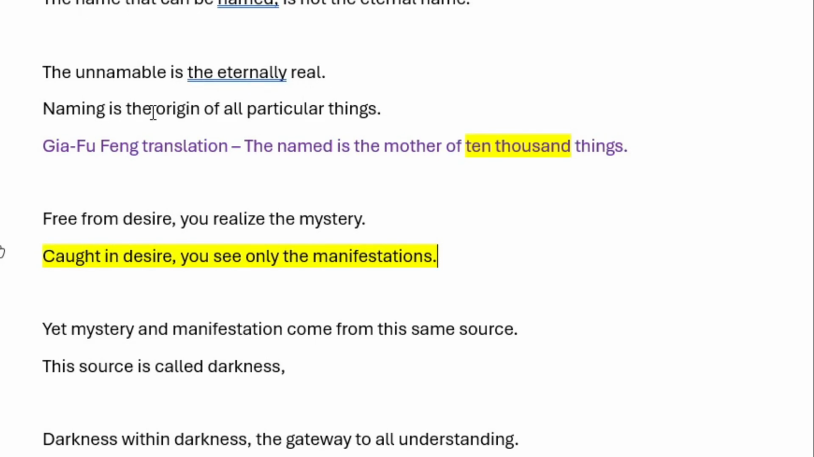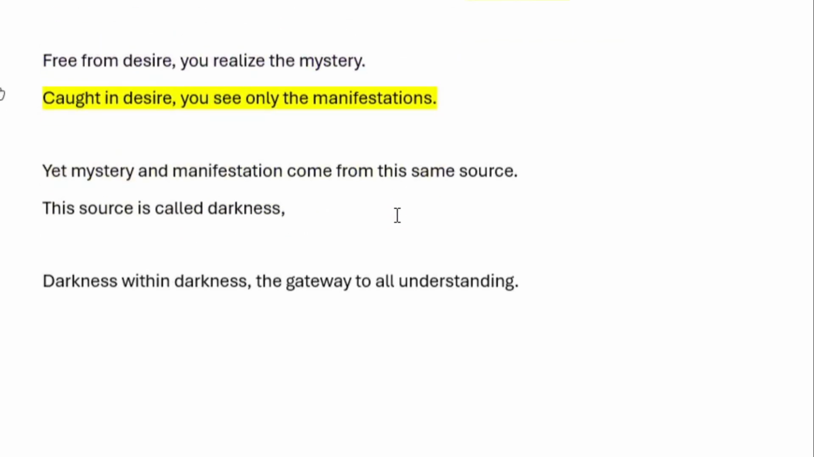So right up here, naming is the origin of all particular things. What have we done? We've named things. If we're holding on to things, that doesn't mean we want them. That doesn't mean we desire them. It means we're holding on to them. It might be shame, hatred, anger, something somehow, and we're holding on to it. If we're free of that, we realize the mystery of life, the freedom of life.